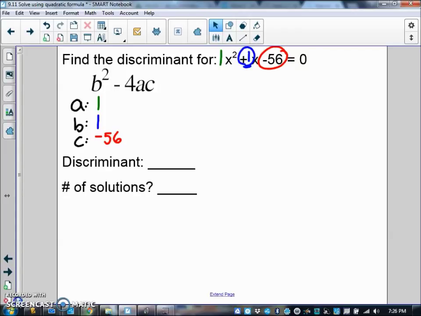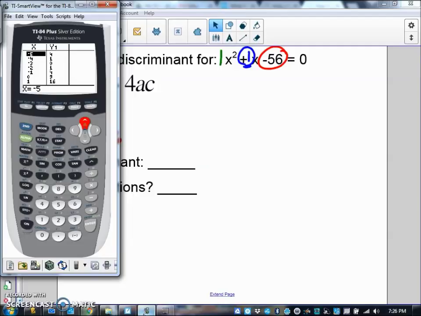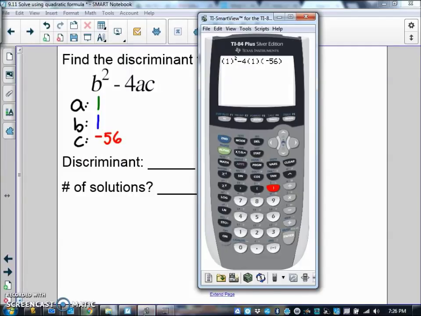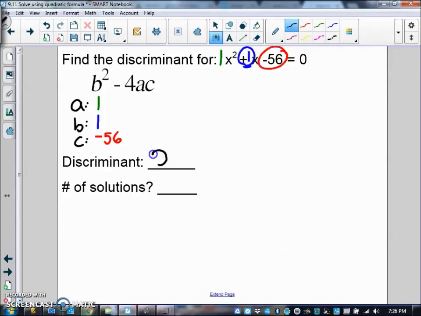I'm going to go ahead and plug this into my calculator. I'm going to type it in just like so. Everything I substitute in, I put parentheses around. It makes sure that I won't make any errors. I hit enter, and I see that my discriminant is 225. 225 is greater than 0. Therefore, I should have two solutions.